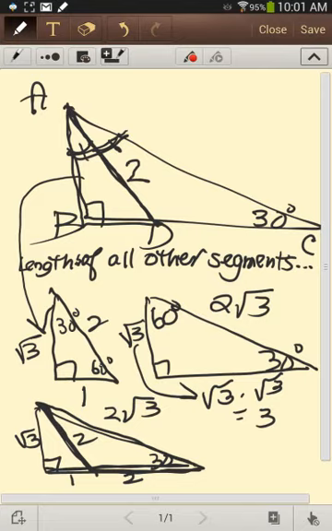So just as this ratio, radical 3 to 2 radical 3, is a 1 to 2 ratio, we also see that the opposite side is divided into a 1 to 2 ratio.